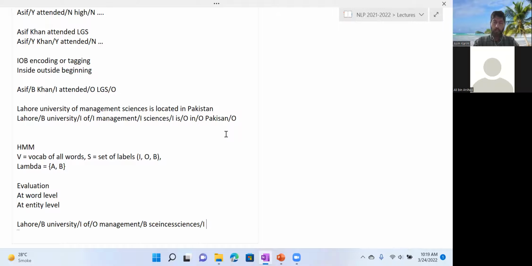If you do word level evaluation, of course, Lahore is correctly identified, University is correctly identified, Of is incorrectly identified, Management is also incorrectly identified. Management should be I, but now Management is B. And then, of course, Sciences is also correctly identified because it is I. So this will be word level evaluation.